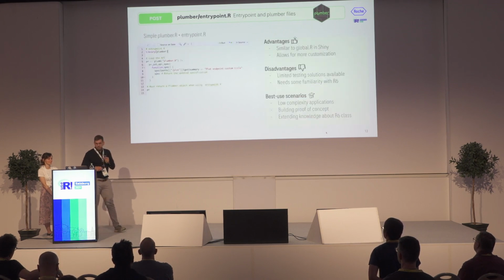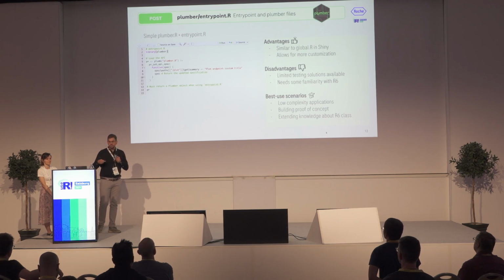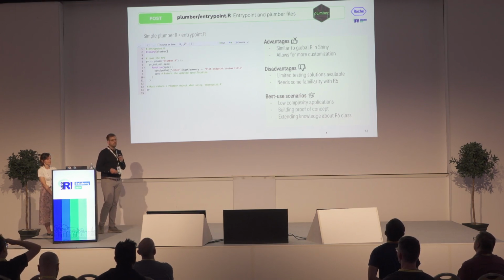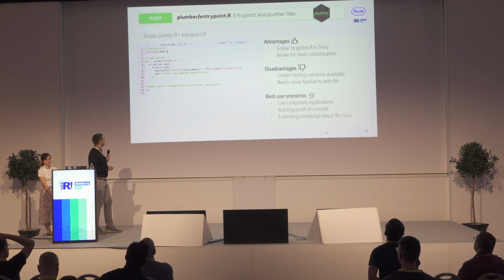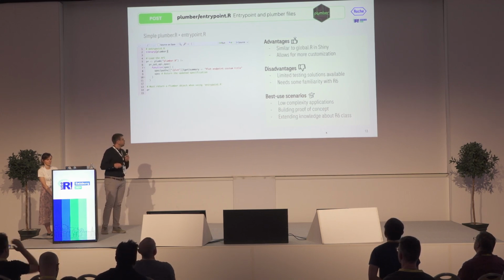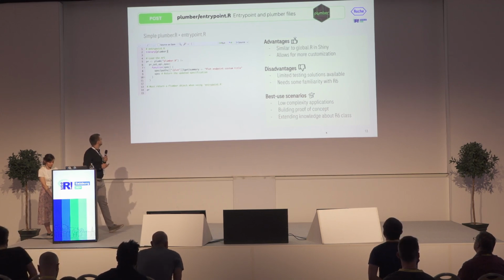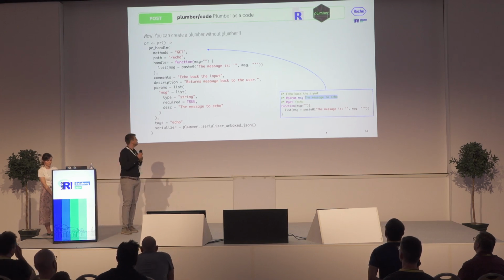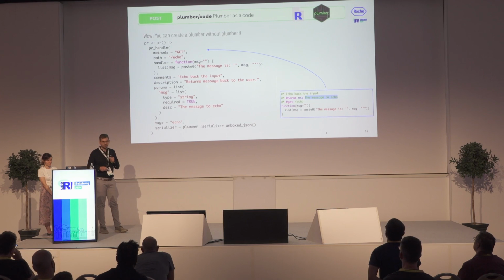Yeah. So to summarize, with this approach we can have the Plumber file and the entry point, and this approach allows for more customization. So we can play with this Plumber object and do actually whatever we want. So let's move to another approach. Whoa, did you know about that? That you can create the Plumber API as code.